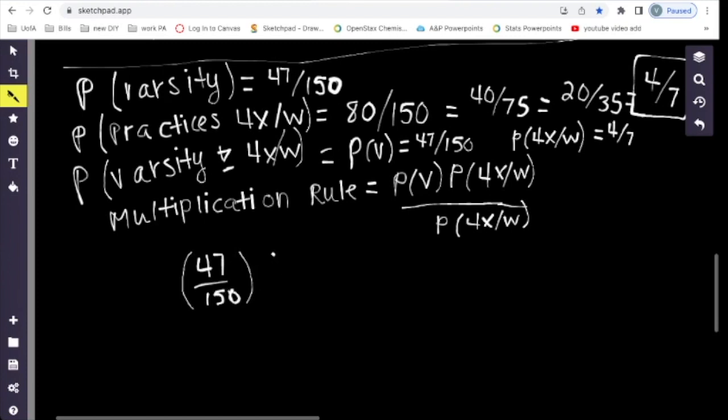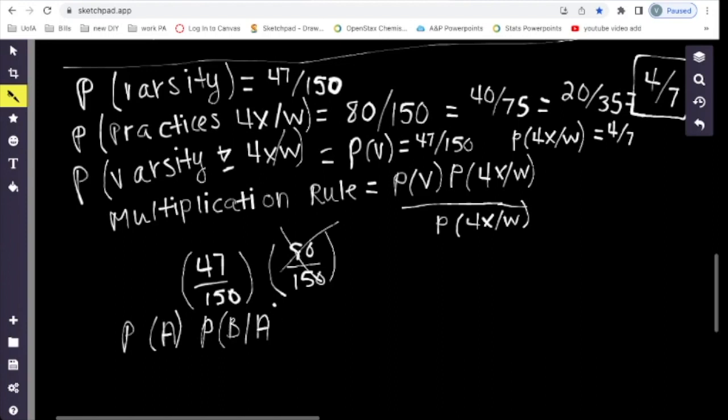The probability of them practicing 4 times per week, we saw, was 80 out of 150. However, we can't use this because this would use the entire sample space we were given. Instead, we want to use the probability of A being true and then the probability of B being true given A to calculate this probability.